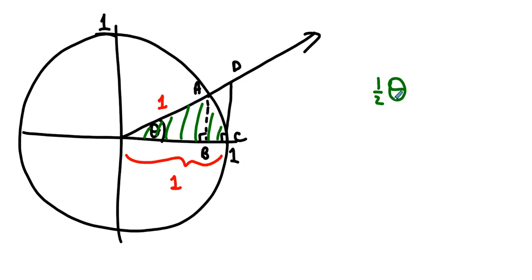Well, the area of the sector is less than the area of triangle ODC, where O is the origin. So this triangle here, ODC. What's the area of that triangle? The area of that triangle is 1/2 times the base times the height. 1/2 times the base is 1 times the height is tangent theta.